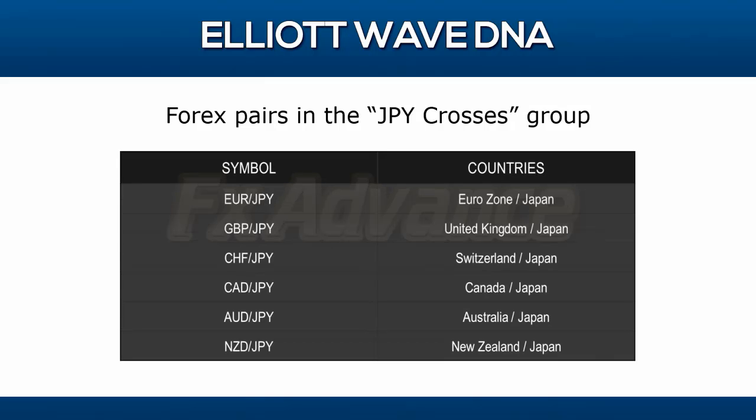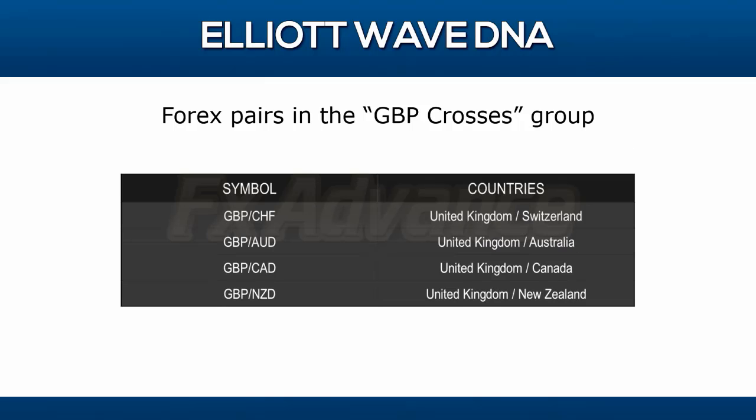Forex pairs in the yen crosses. So all major pairs against the yen. Over here we have the euro versus yen, pound versus yen, franc versus yen, Canadian dollar versus yen, Australian dollar versus yen, New Zealand dollar versus yen.